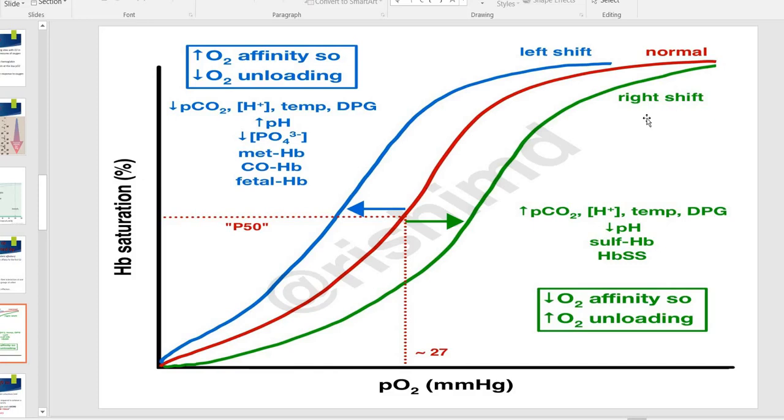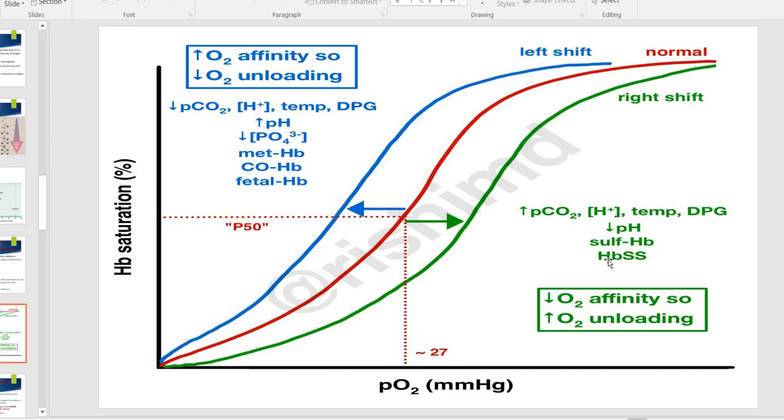Let's remember this: right means to give someone. So right shift means that hemoglobin will give oxygen to the tissue, so it means oxygen unloading. It will release the oxygen to the tissue, so its affinity to oxygen will decrease. Again, your right hand means to give. So a right shift of the oxygen dissociation curve means that hemoglobin will give its oxygen to the tissue. It will unload oxygen, and its affinity to oxygen will decrease.